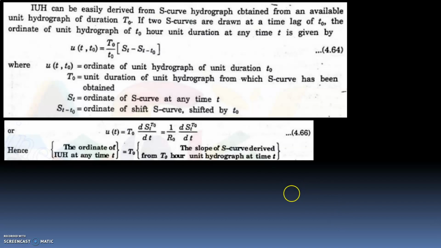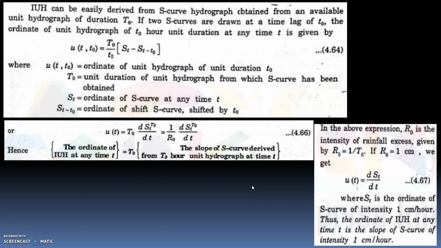So, instantaneous unit hydrograph can be obtained by using this formula: U(t) = T0 × d[S(t)]^T0/dt. That is nothing but (1/R0) × d[S(t)]^T0/dt. Or you can write that the ordinate of the instantaneous unit hydrograph at any time t is equal to T0 times the slope of the S-curve derived from the T0 unit hydrograph at time t.